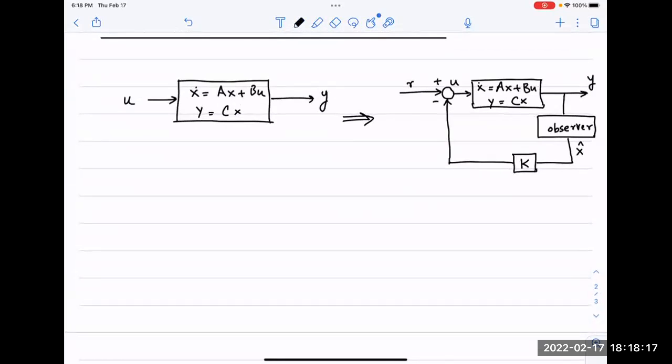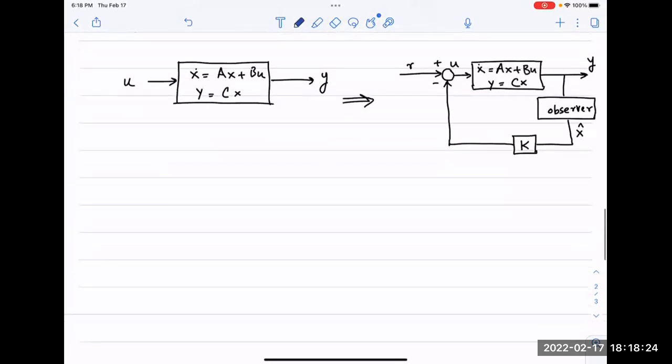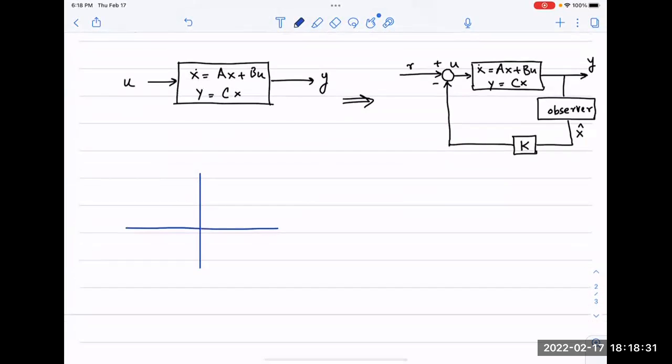When we go from this open loop system to the closed loop system, there's something happening in the background. So let's look at the pole-zero diagram. Imagine that this is the real-imaginary plane that describes the poles and zeros of the open loop system. Consider that it has 3 poles. These are the poles of this open loop system.